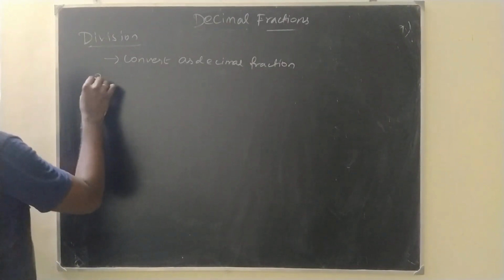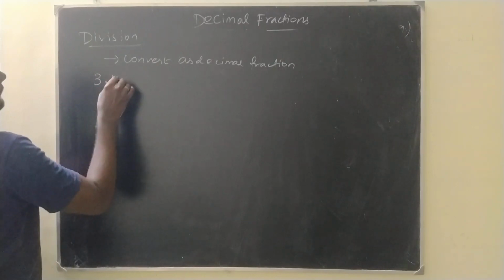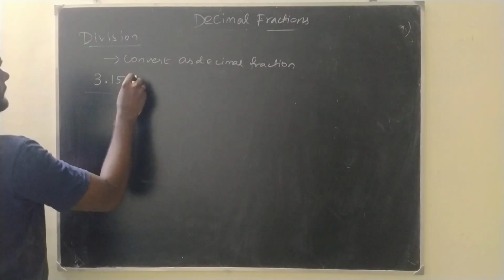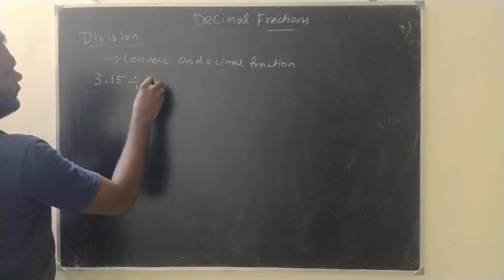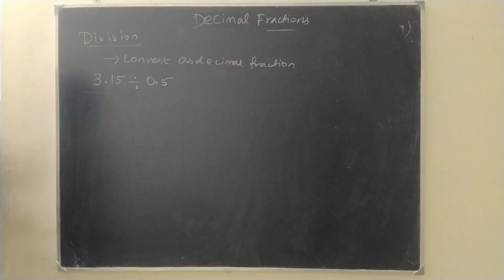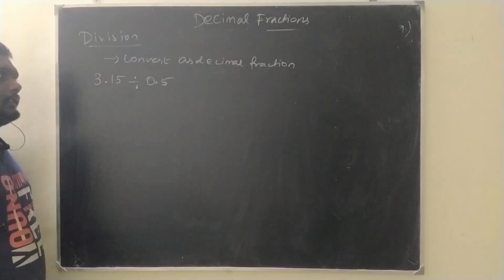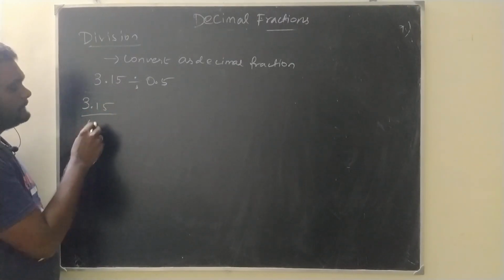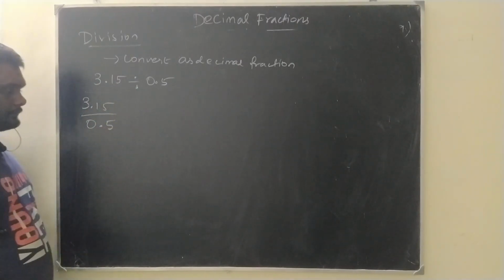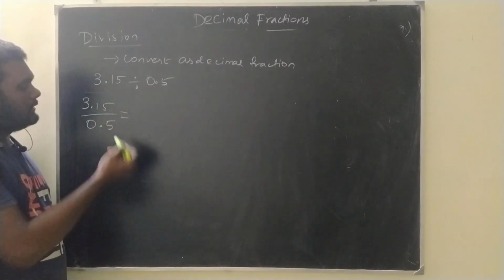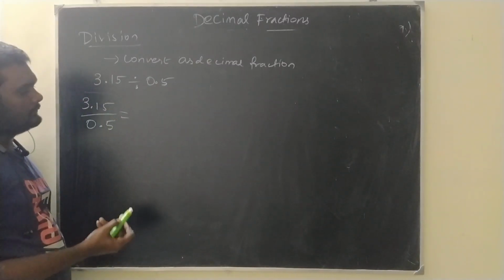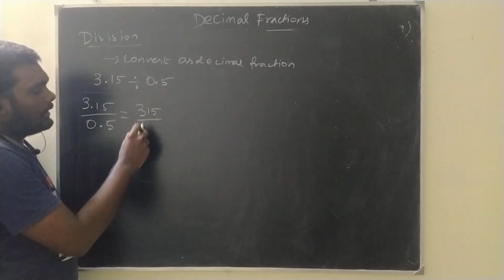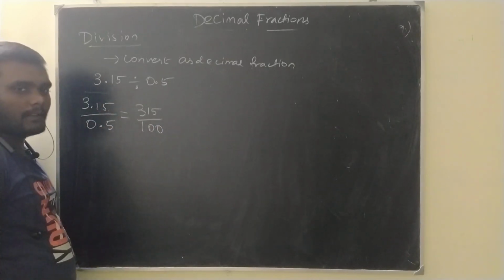See, 3.15 divided by 0.5, let me take. This can be written as 3.15 divided by 0.5, and then convert these into decimal fractions. So this 3.15 can be written as 315 divided by 100, as there are two decimal places. Remember?